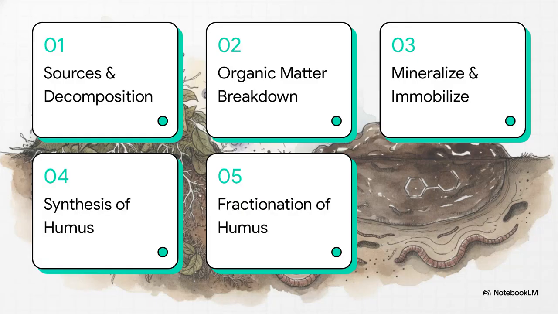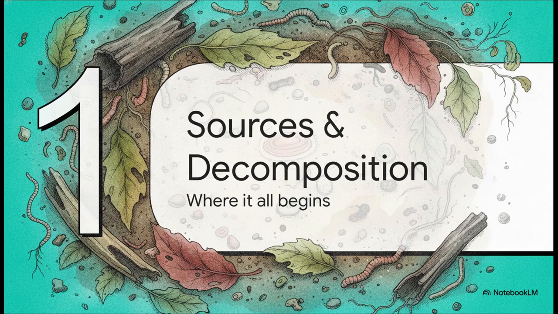To keep us right on track, we'll follow the natural sequence of this life cycle. So we'll hit sources and decomposability, organic matter decomposition, mineralization and immobilization, the synthesis of soil humus, and finally, the fractionation of humus. Okay, moving right into part one, sources and decomposability.